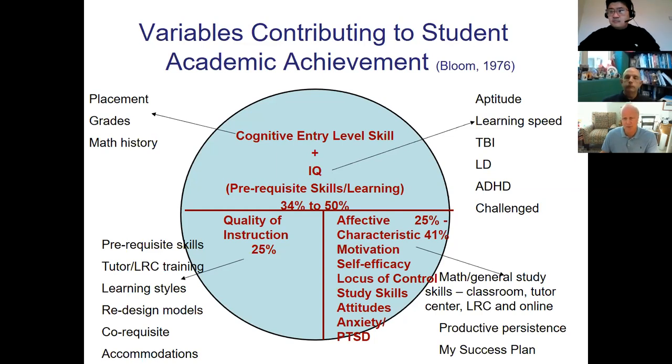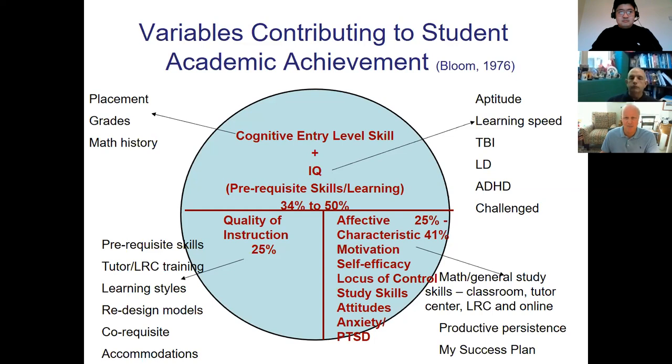The new research on affective characteristics, which is the study skills, strategies, techniques, motivational ideas, and attitudes, used to say 25%, but the new research is saying it's up to 41% of the variance. And if you look at that closely, some people are saying that it's more important now to make students better learners than looking at the 25% variance of quality instruction.